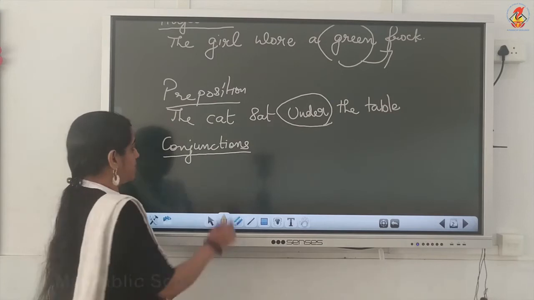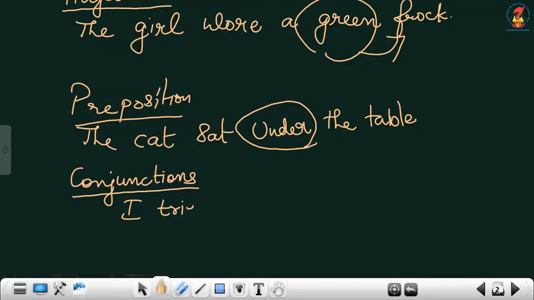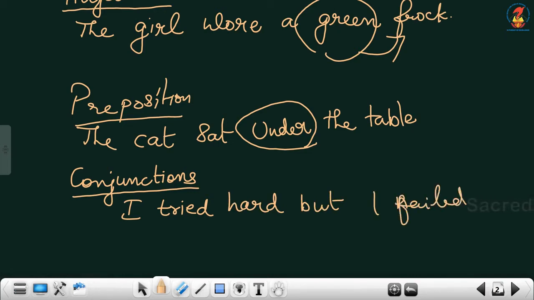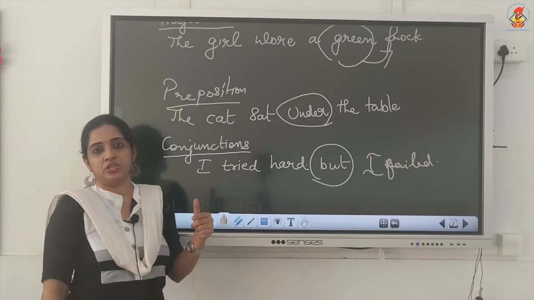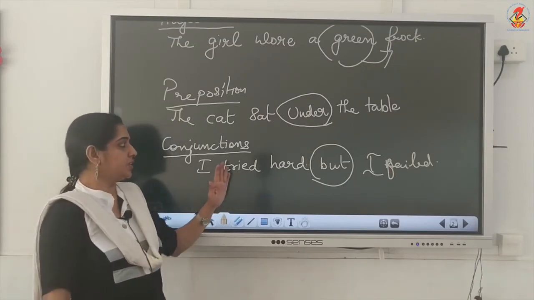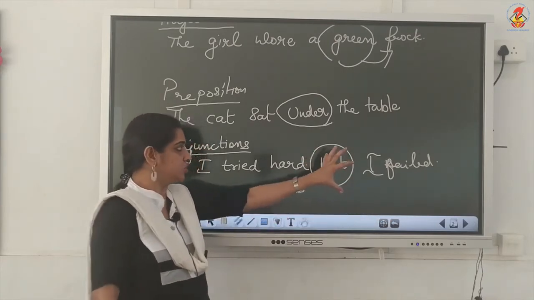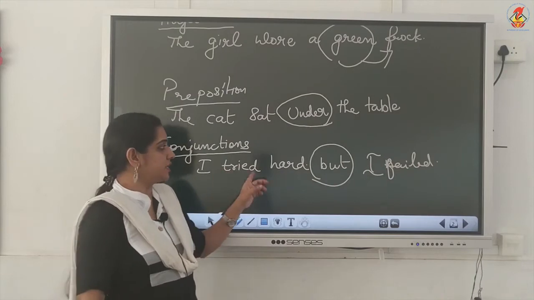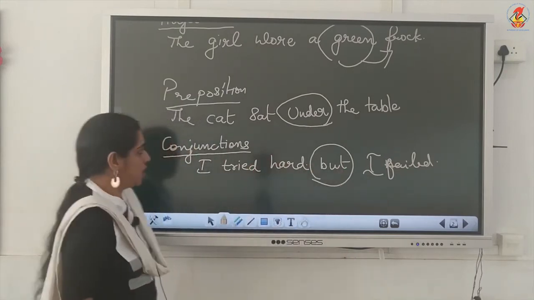I'll write one more example of conjunction. I tried hard, but I failed. How will you trace out the conjunction here? It is but. But is the conjunction here. How will you join it in the exams? Questions will be asked like: use suitable conjunctions and combine the sentences. I tried hard. I failed. You can use the conjunction and join these two sentences into one. I tried hard, but I failed. So this is conjunction.